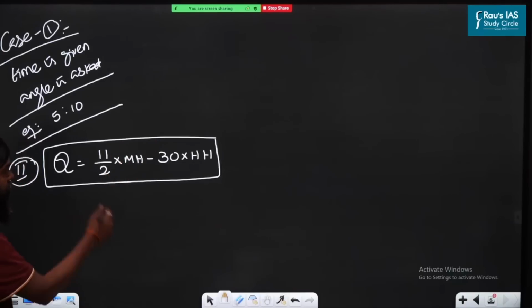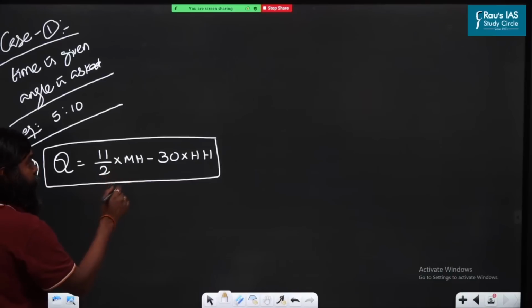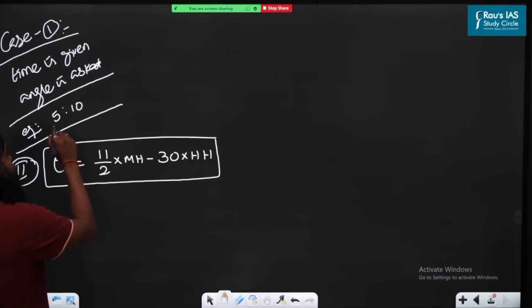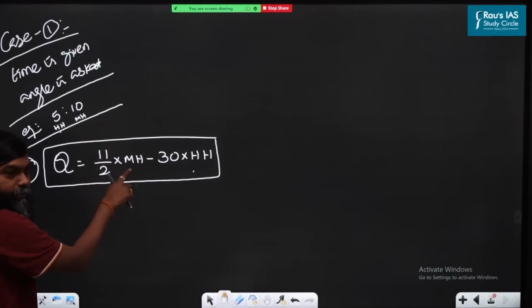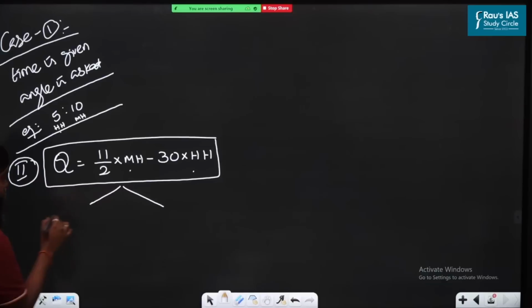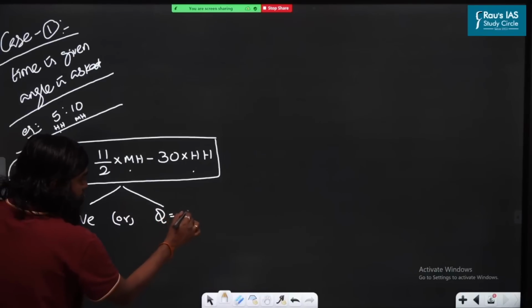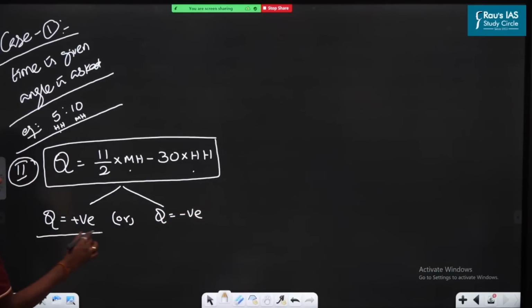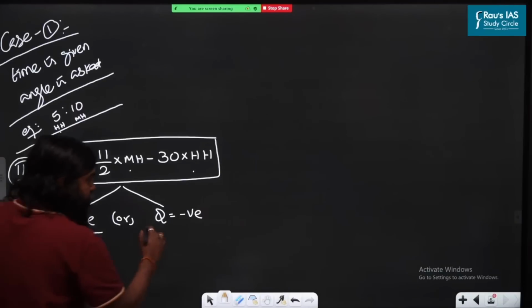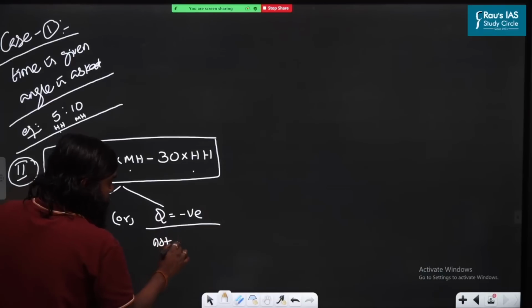It's a waste of time. Already, if you substitute in this formula, what is called the minute hand, hour hand? This is called the hour hand. In place of the hour hand, you can write 5. In place of the minute hand, you can write 10. If you substitute, you will get two types of answer. Either your answer is positive or your answer is negative. If your answer is positive, that is called overtaken. If your answer is negative, that is called not overtaken. Are you understood?